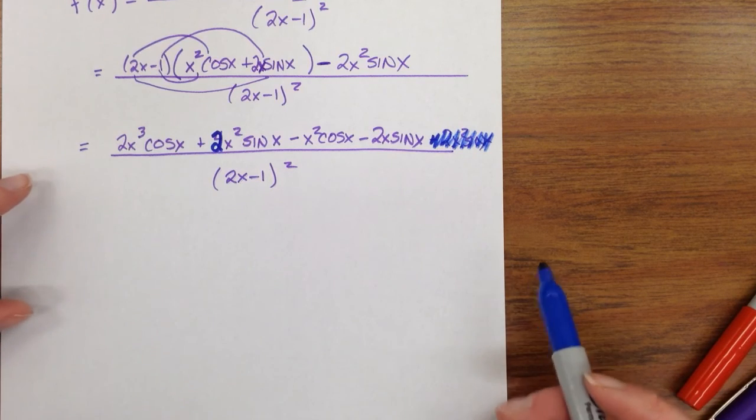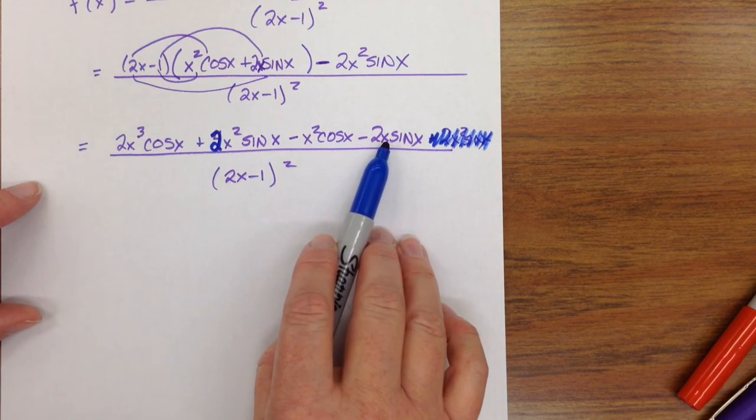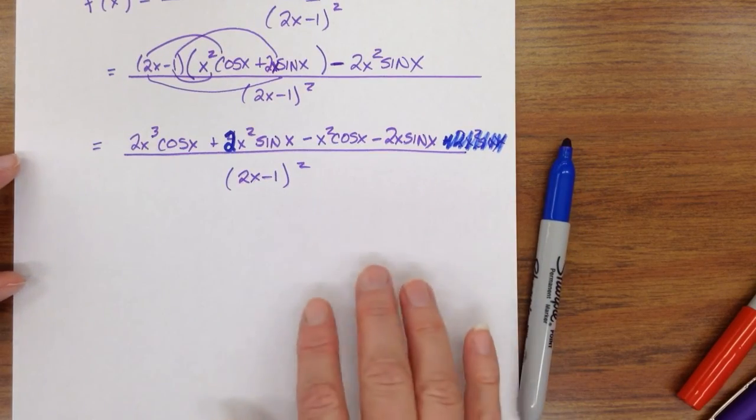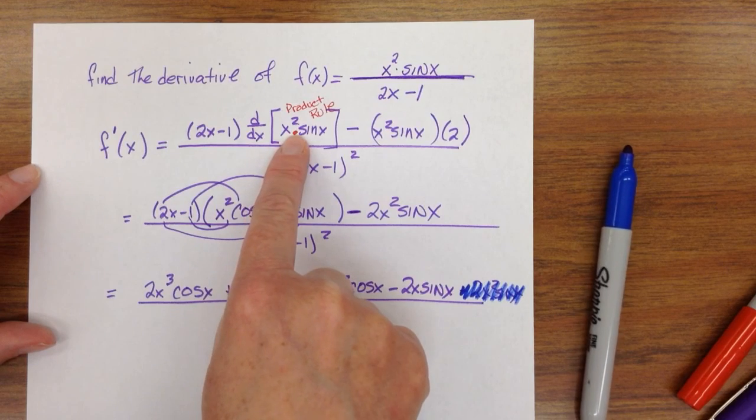If you really wanted to, you can factor an x out of the numerator, but that's it. Yeah, I know. Well, I hope you enjoyed that. That was an example of a quotient rule with a product rule in it.